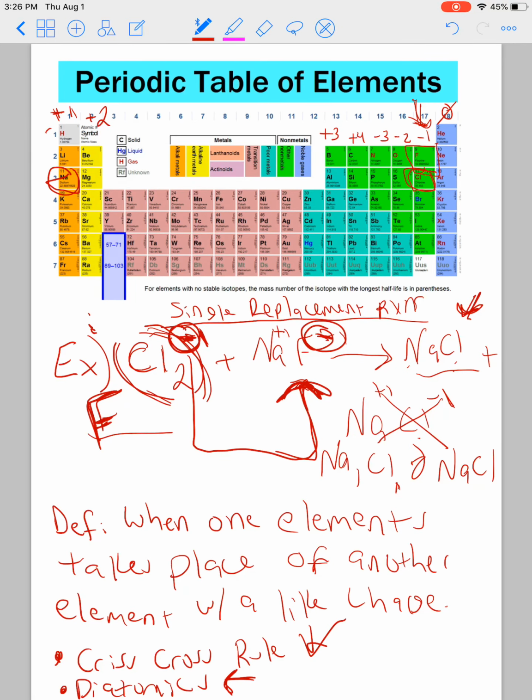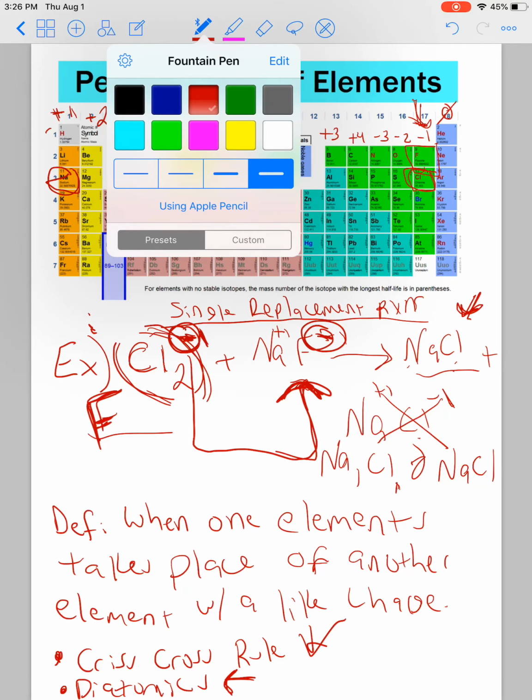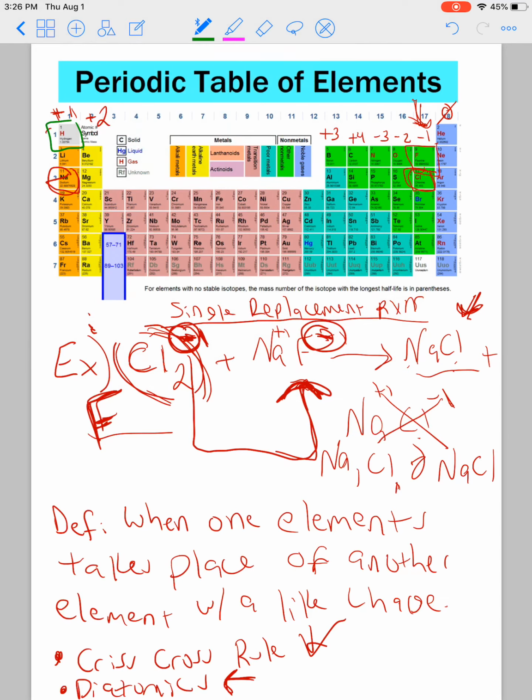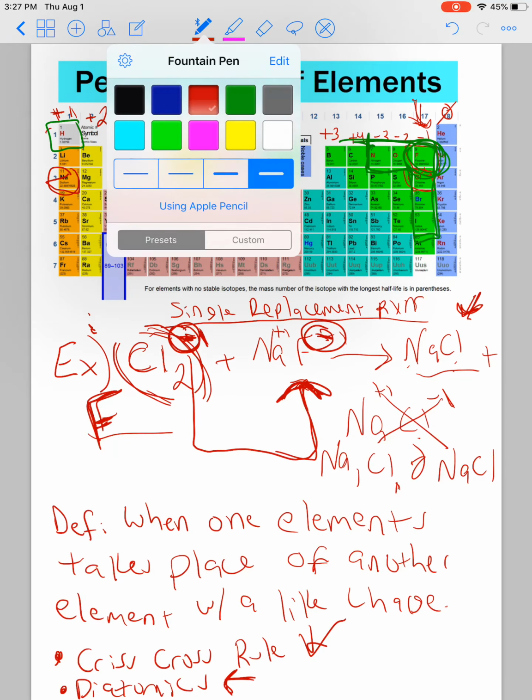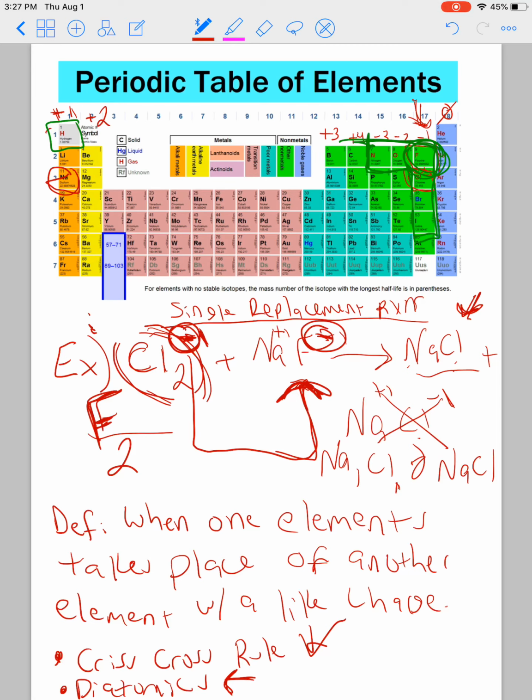So remember your diatomic 7, do this in a different color, is everyone in green here. And if you notice, fluorine does happen to fall in that category. So fluorine is a diatomic, therefore he would have a subscript of 2 there. You cannot just leave it as F. It has to be F2.